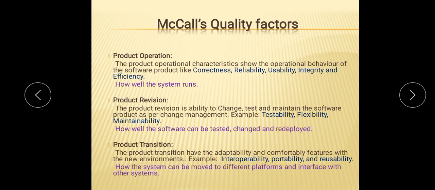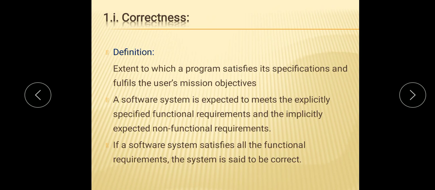The next one is product transition. The product transition has the adaptability and compatibility features with the new environment. Examples, interoperability, portability, and reusability. Okay, and if I ask how the system can be moved to different platforms and interface with other systems, then we'll get the answer. Like this product transition, that means whether it can adapt to a new hardware or software environment or not, that can be checked. And if the system can do so, then it can be treated as a qualitative software, right?